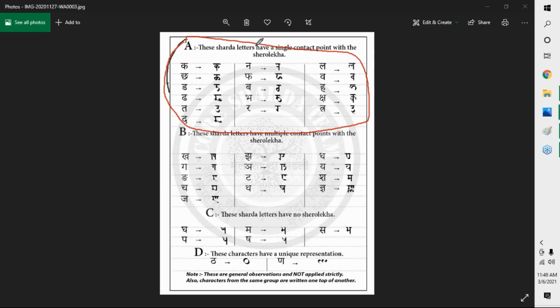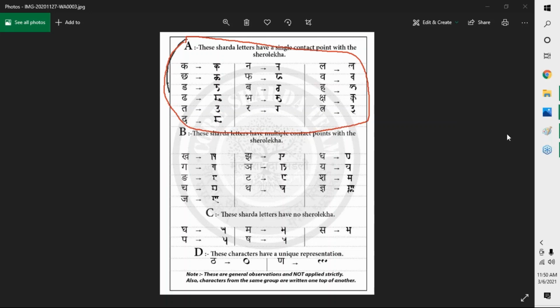So students can write their own examples, write their own assignments, whatever they can. Basically, I will just take only this. So category A, what we learned today, category A are those alphabets which are always touching the Shirarekha only one time. You see here, one time. This is also one time. L is also one time. This is V. This is H, Sh, Tra. All these consonants are touching the Shirarekha one time. So this is category A.